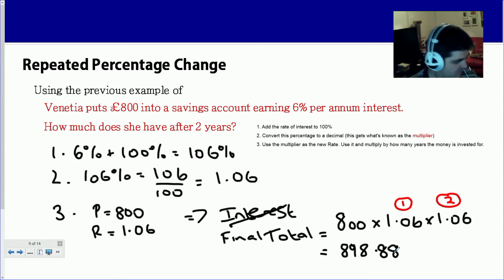£898.88. Or at least I'm quite sure. Let's get our calculator out again. So I'm going to do 800 times 1.06 times 1.06, and that gives £898.88, and that is our answer. Okay, so you can see they get that directly rather than having to calculate the interest, add it on, new principal sum, calculate the interest, add it on, final answer. It just pops out at the end.